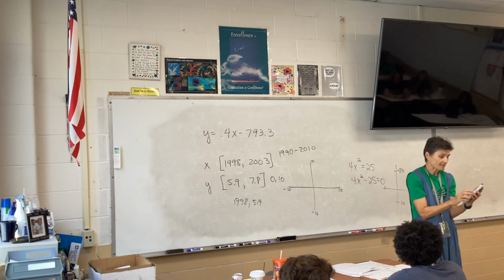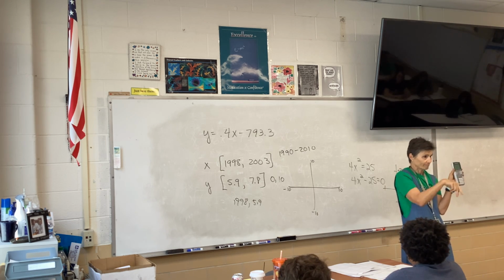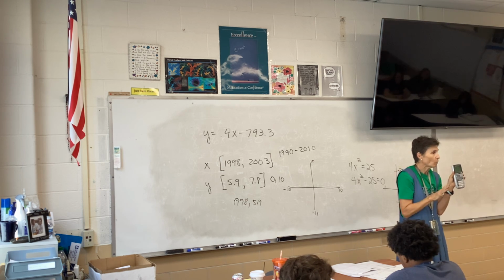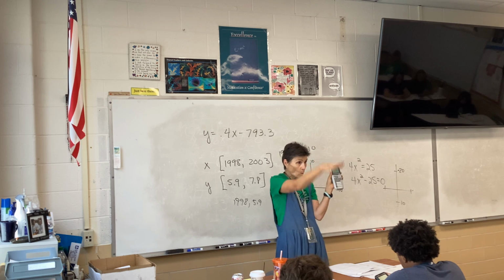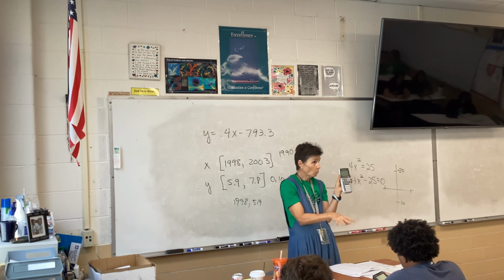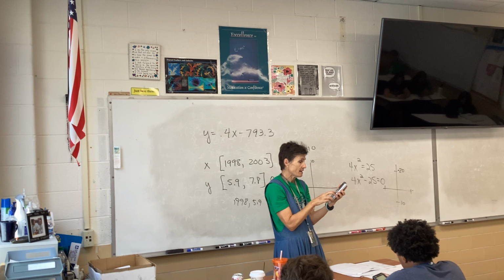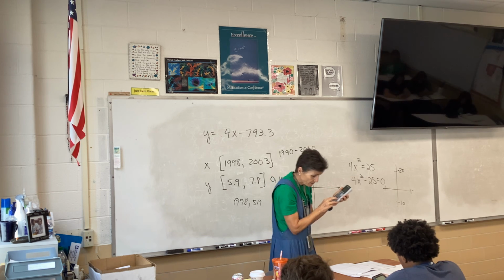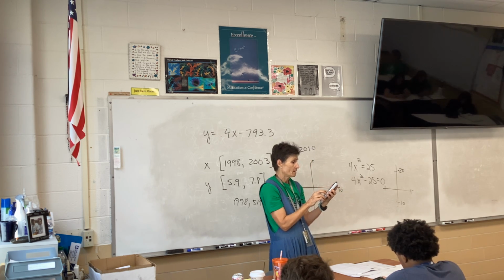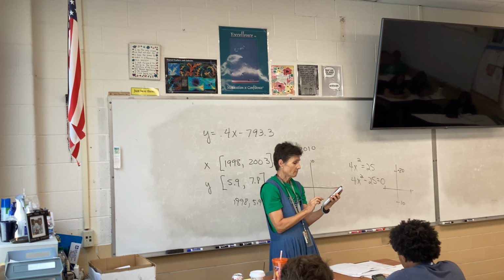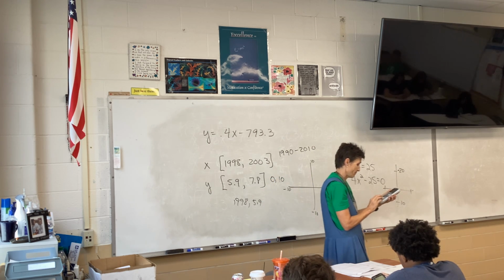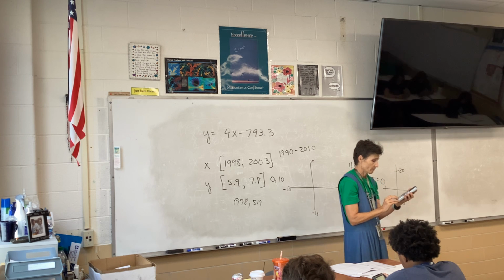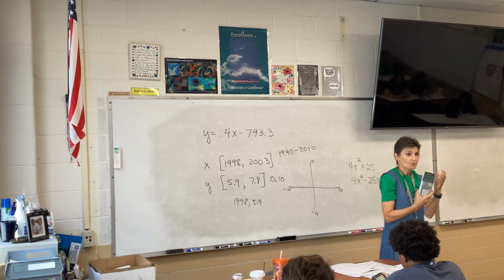Okay, so now I'm sitting here with a completely empty T-chart thing. I'm going to put my points in. So I'm going to put in my X's, which are L1. They're in the first column, L1. So I'm going to type in 1998, 1999, right? 2000, 2001, 2002, and 2003. Okay, so you have your L1.